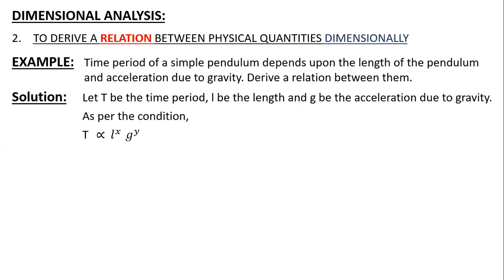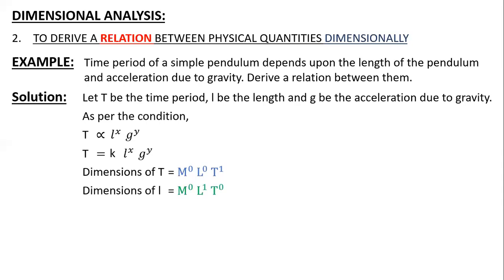So x and y are simple constants. To remove the proportionality sign, I will bring a constant. Suppose I take a constant as k. So k is not any physical quantity, it's just a constant value which is dimensionless. And that is L power x, g power y. The next step, I will write the dimensions of every quantity. So dimensions of time I know, dimensions of length even I know, and dimensions of acceleration due to gravity, which represents an acceleration, even that I know, meter per second square.